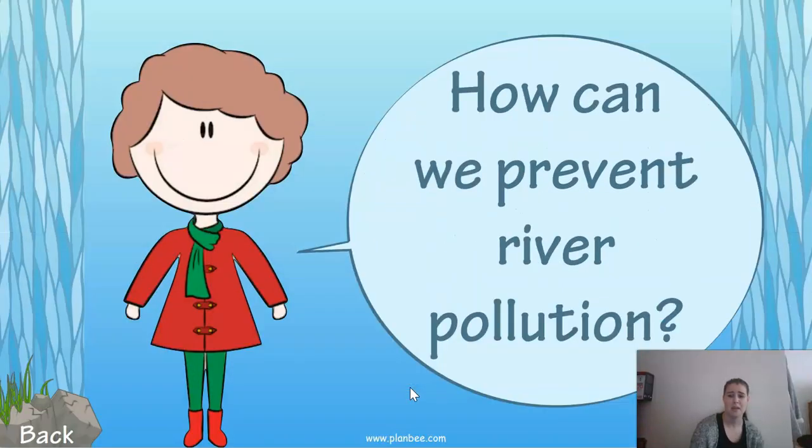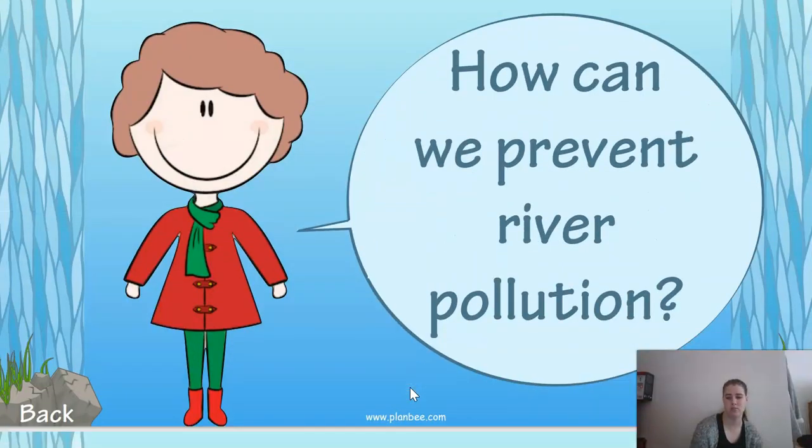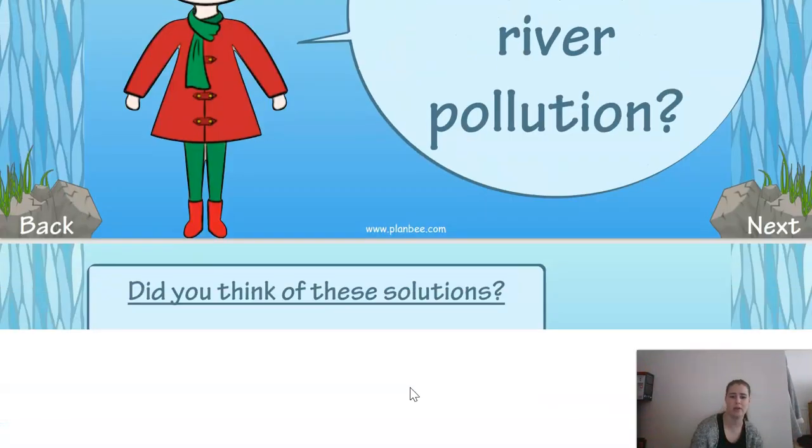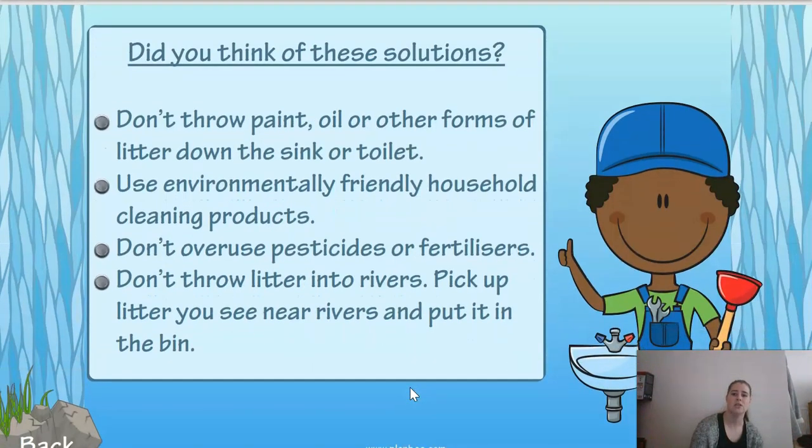So we need to think, well, how can we prevent river pollution? This is where your activity comes in, so thinking about these solutions is going to help you with your tasks. Don't throw paint, oil, or forms of litter down the sink or toilet. That should be a given. Use environmentally friendly household cleaning products.